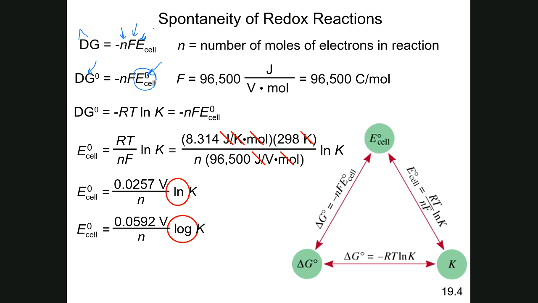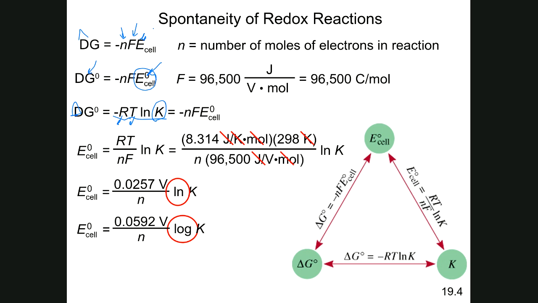F value is still the same for delta G and delta G0, and N also is going to be the same, the number of moles of electrons. The other formula that we have is delta G0 equals minus RT ln K. R is the universal gas constant, T is the temperature in Kelvin, and ln K is the natural log of K at equilibrium, to find delta G0, which is equal to minus N F E0 cell.